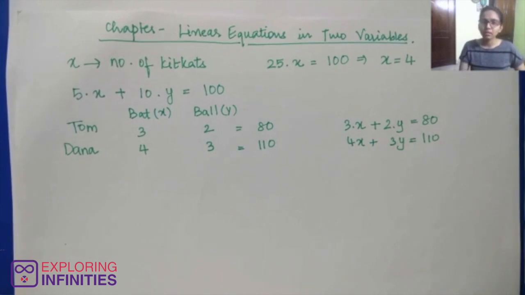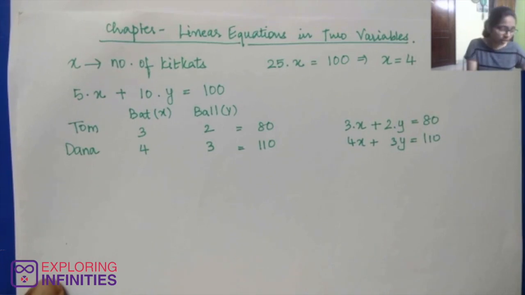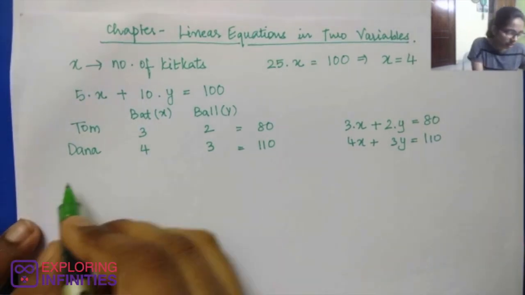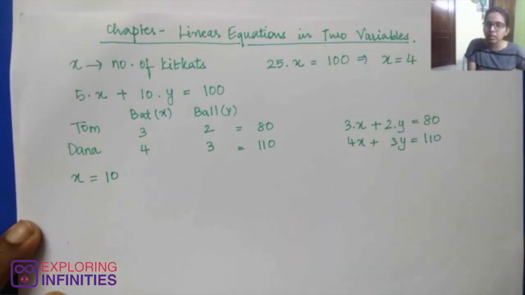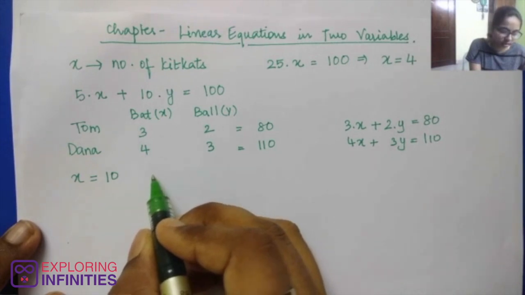So Tom, being the first one to go and get these bats and balls, says, "Mother, probably my bat cost 10 rupees." So he's saying that x is 10. So let's see what will be the value for y, that is, what will be the value for the ball. So let's solve this equation.